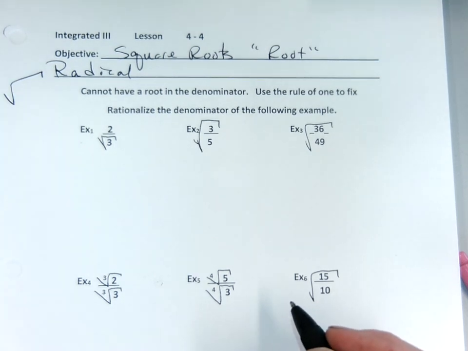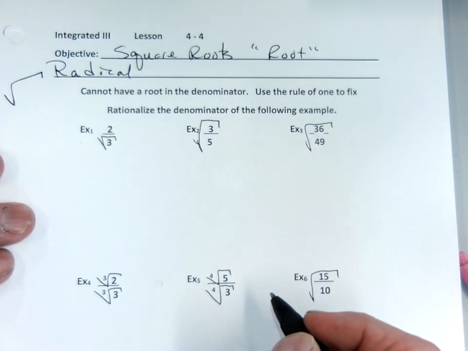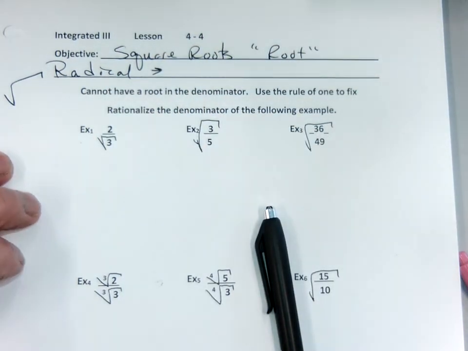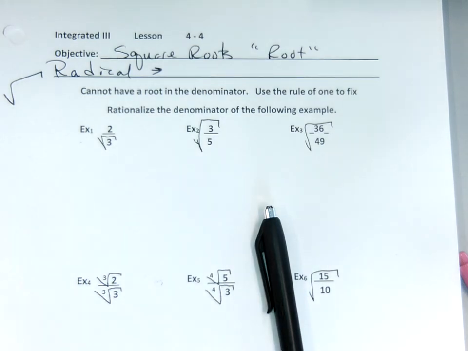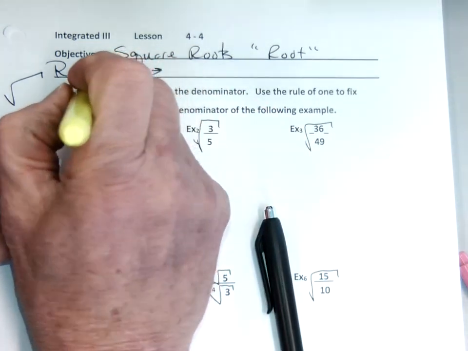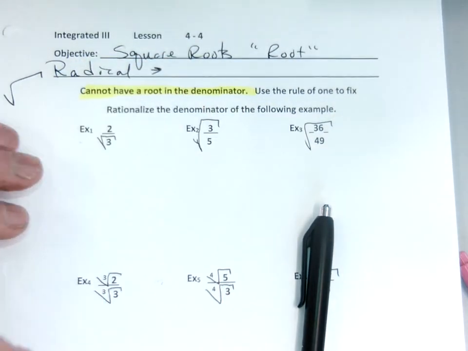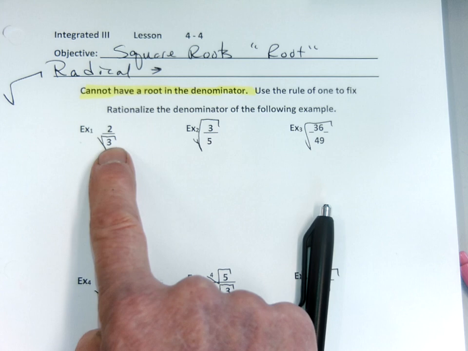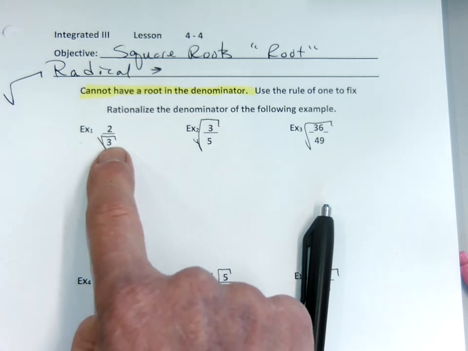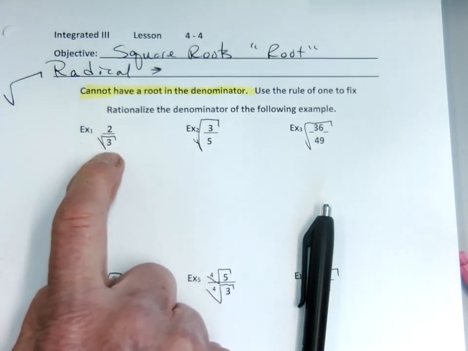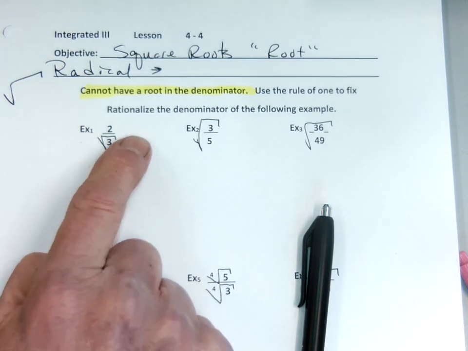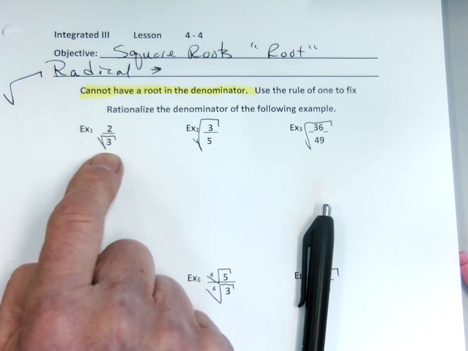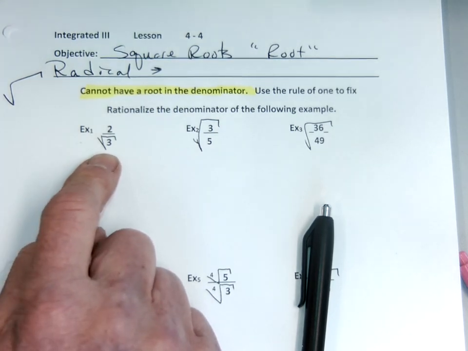Now there is a rule, and I don't even know if it's a good rule, but it's a rule for sure. And the rule is that you cannot have a square root or any root in the denominator. It's kind of a silly rule. When you go to college, some professors don't care if you leave it like this, and some teachers do. So I'm going to teach you how to fix it.